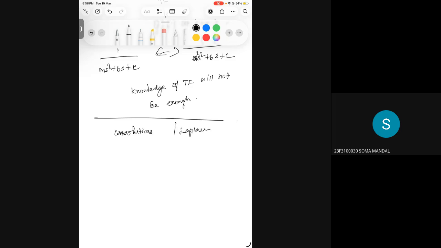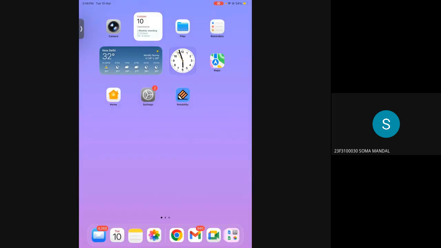I don't know why this is happening. Let me just close it and open it.